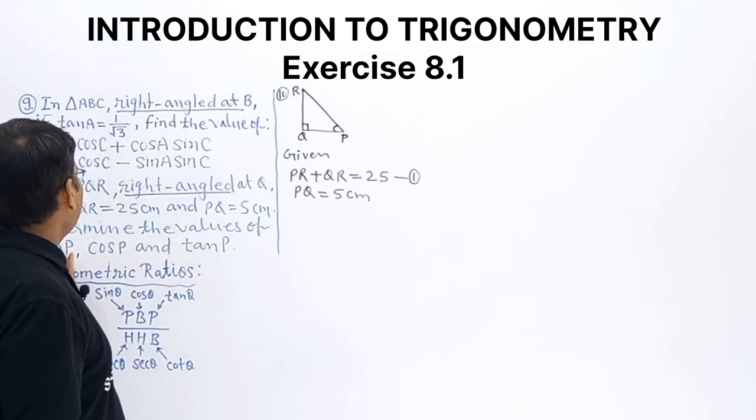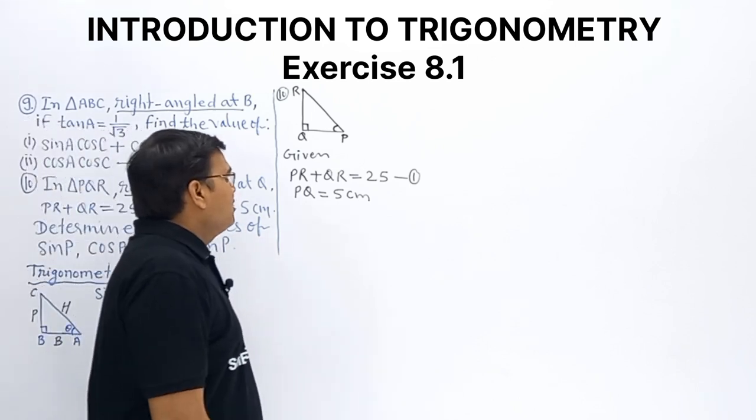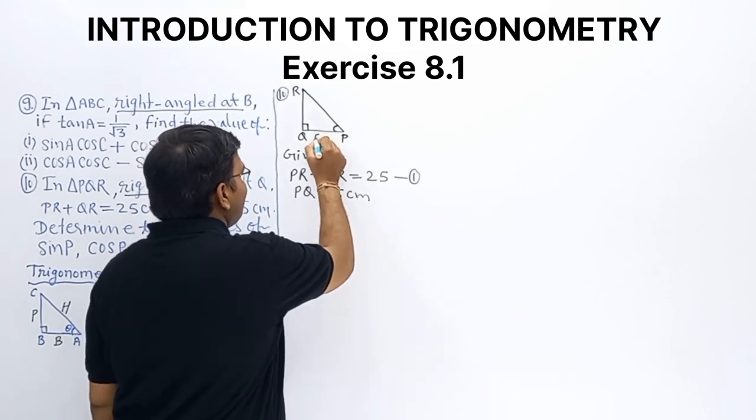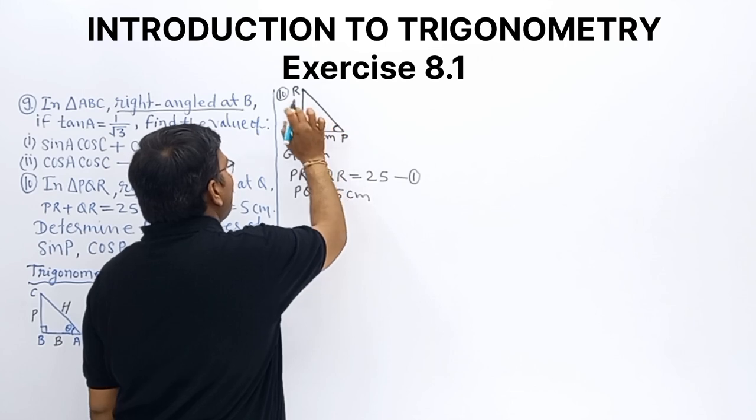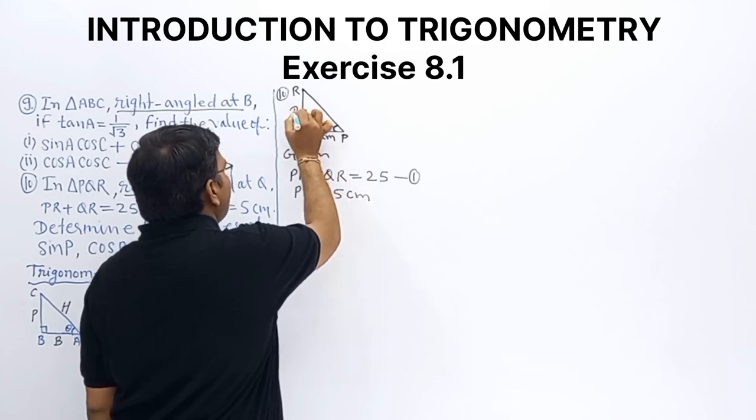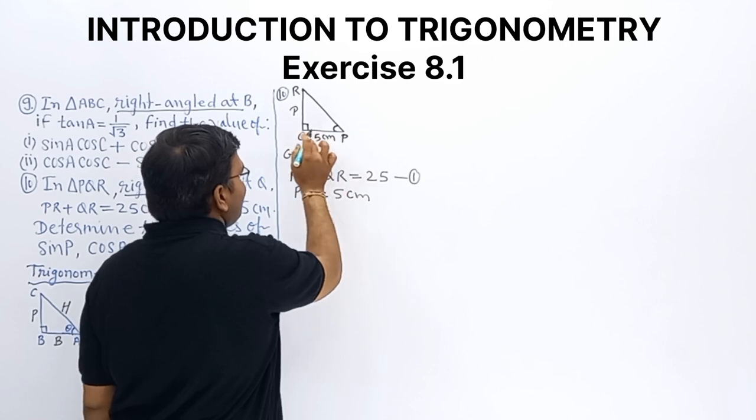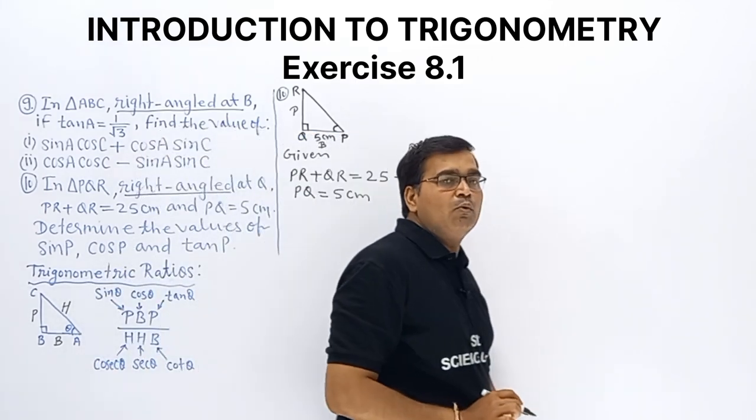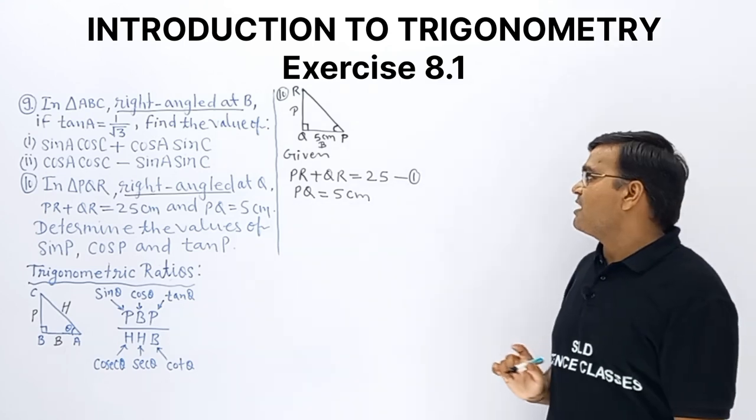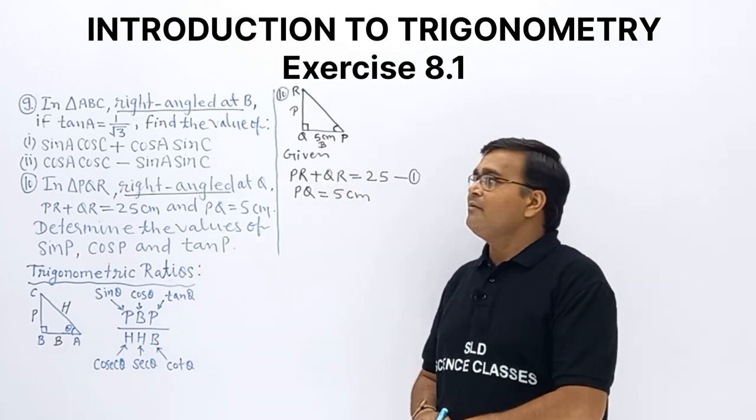Now determine the values of sin P, cos P and tan P. We are having only this side, 5 centimeter. This is the acute angle, so its opposite side will be the perpendicular, and its adjacent is this one, so it will be the base. So in triangle PQR we are having only one side, the base.